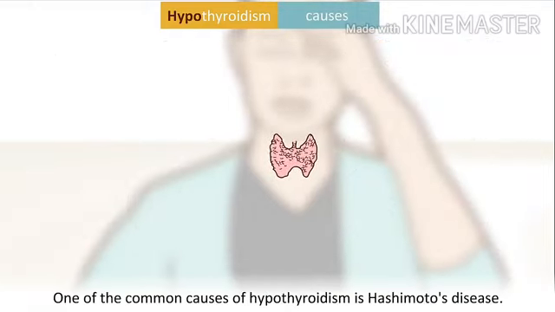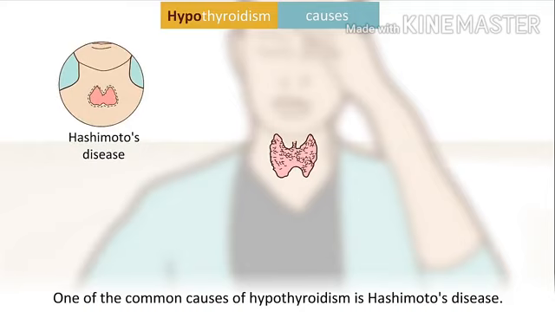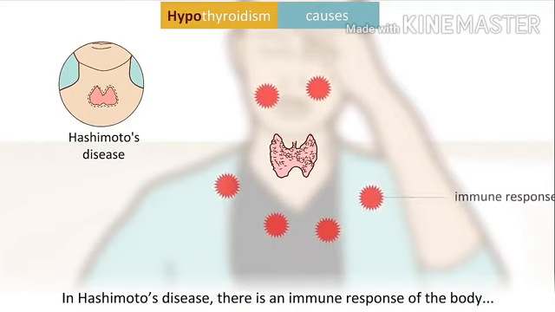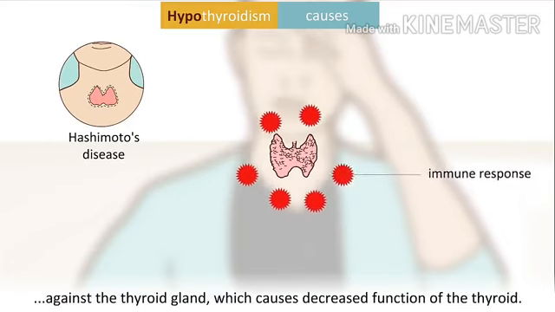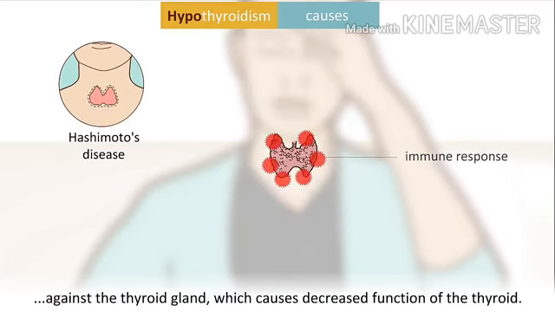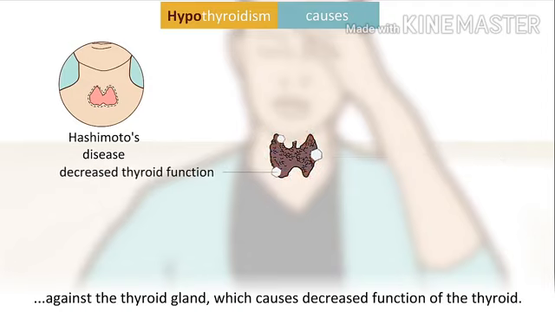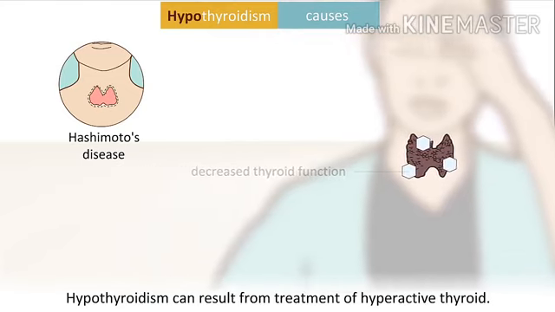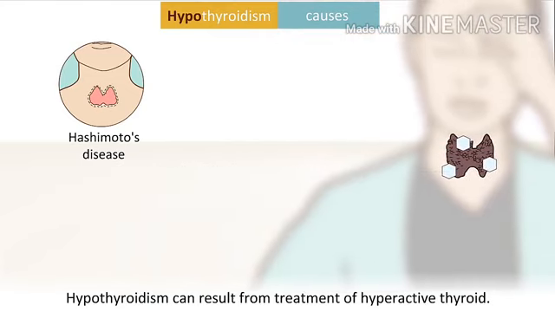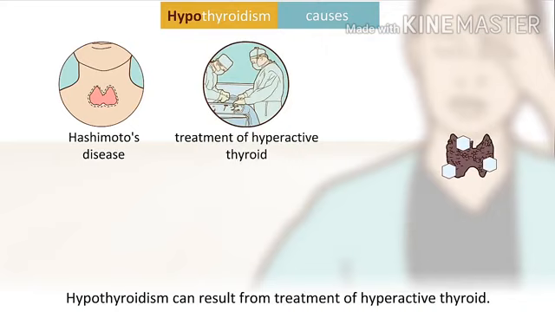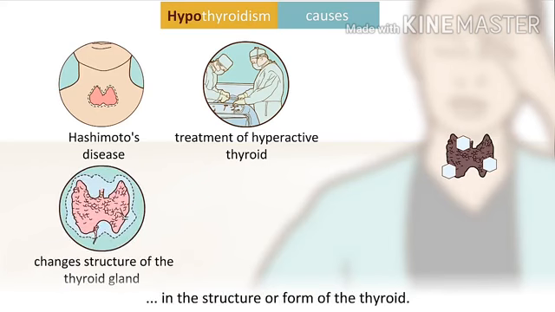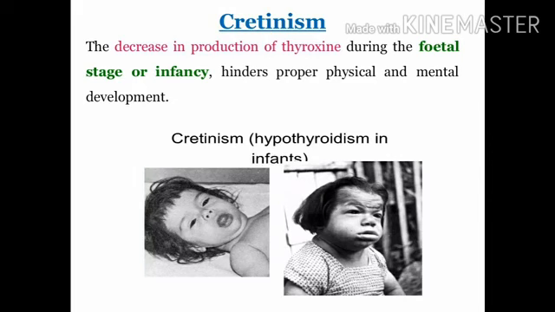One of the common causes of hypothyroidism is Hashimoto's disease. In Hashimoto's disease, there is an immune response of the body against the thyroid gland, which causes decreased function of the thyroid. Hypothyroidism can result from treatment of hyperactive thyroid. Thyroid disorders can also be caused by changes in the structure or form of thyroid.